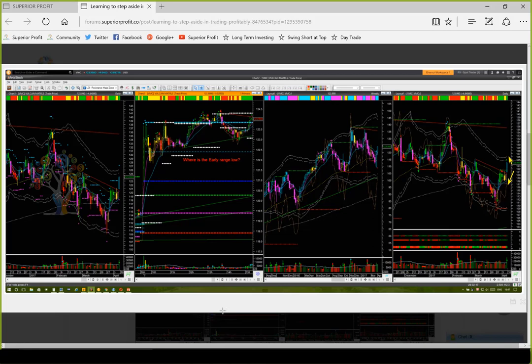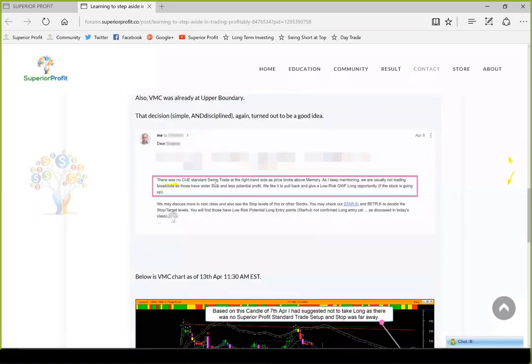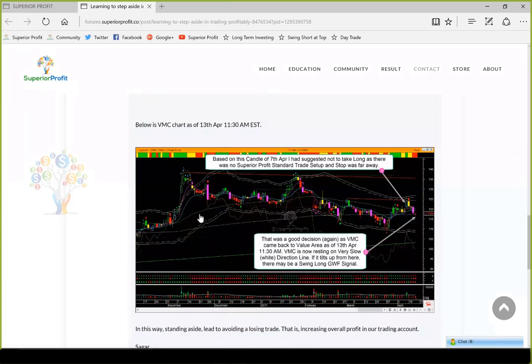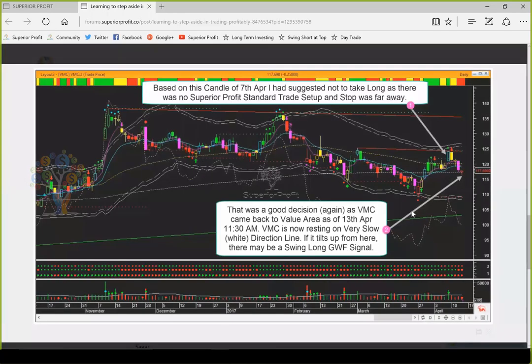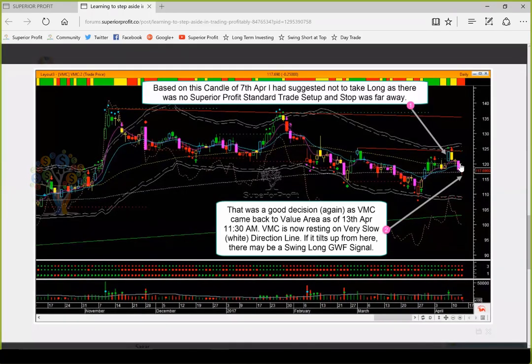So what I emailed to him, I mentioned that there is no standard swing trade at the right edge. As I keep mentioning, we are usually not trading breakouts as those have wider stop and less profit potential. And that was a very good decision again, because after I shared the input, price indeed came down.